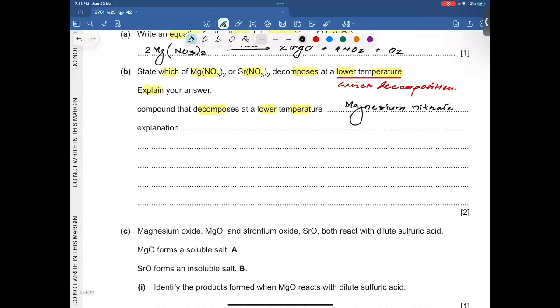Obviously, magnesium ions have a small ionic radius. So obviously it has high charge density and polarization.